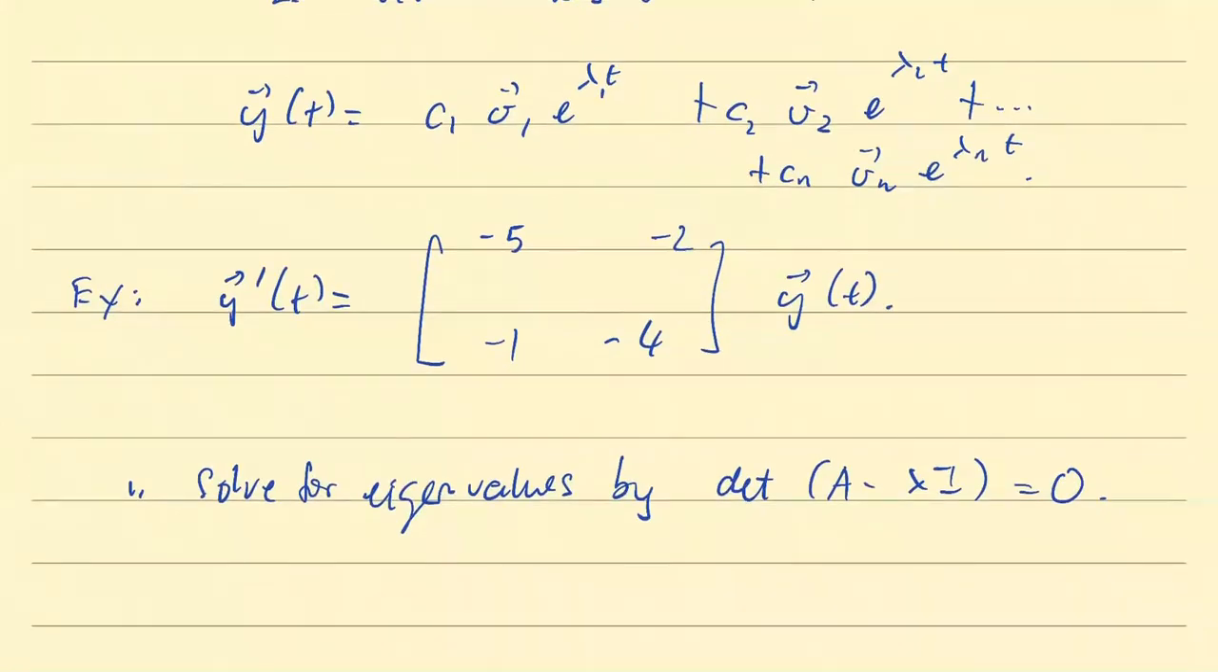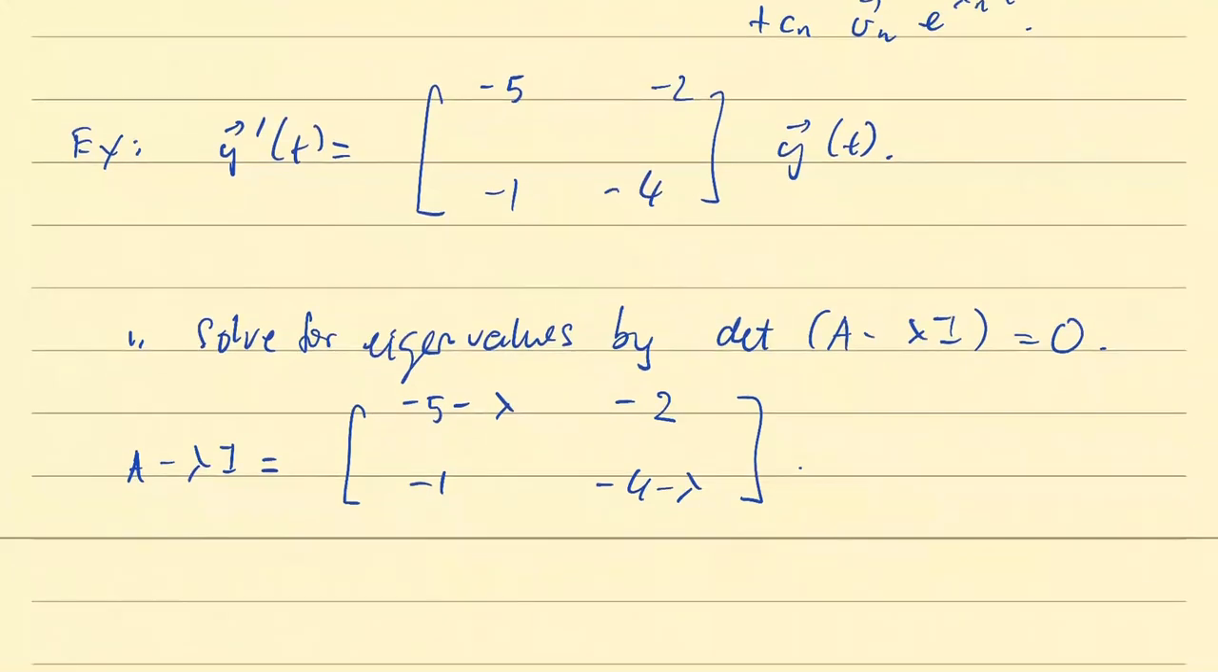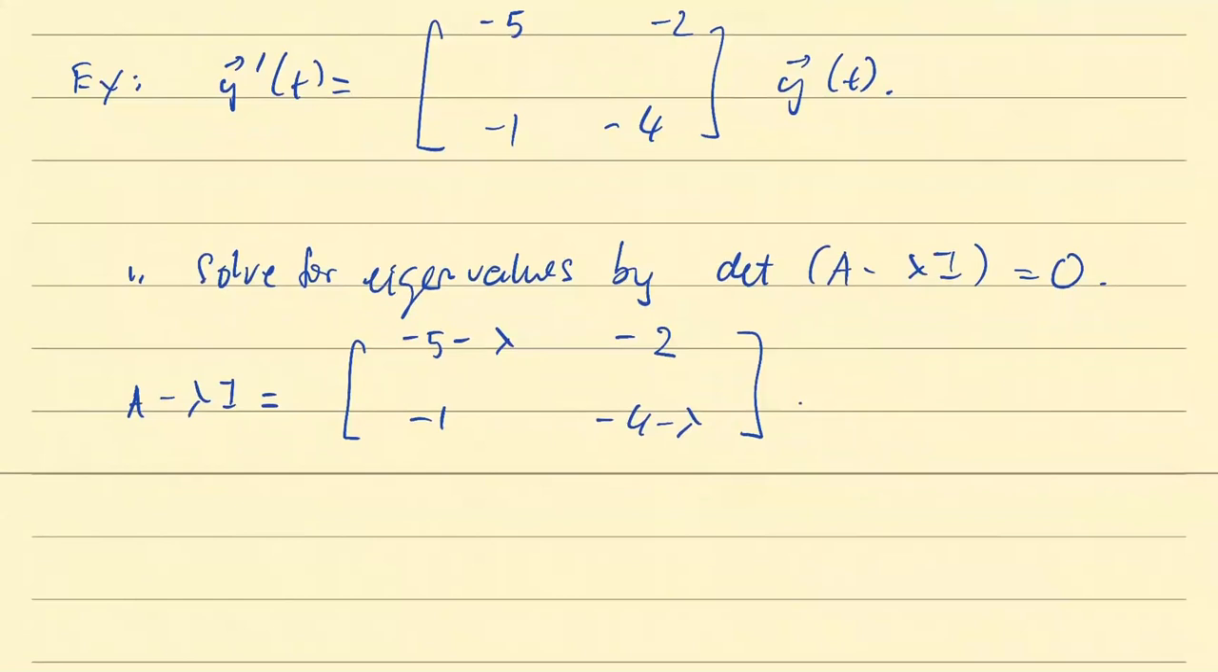What's A minus lambda I in this case? If you're used to this, you just write down right away. If you're not used to it, I recommend you write down what A minus lambda I looks like, because some folks may not visualize that correctly. This is A minus lambda I. You okay with this? So you subtract lambda on the diagonal. Then the determinant of A minus lambda I.